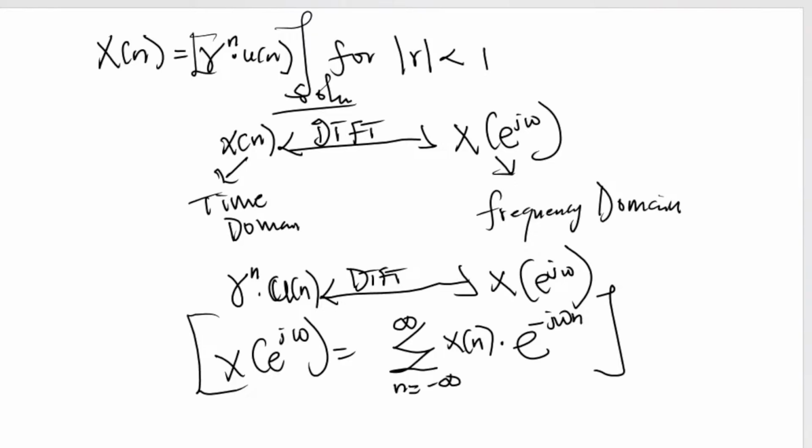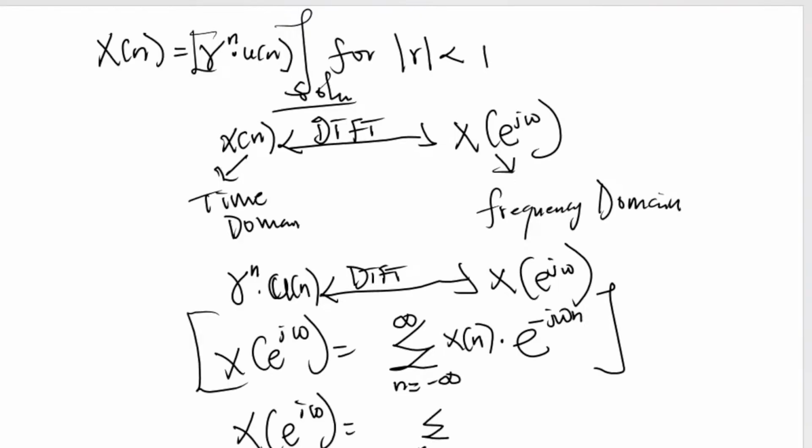So since we are seeing x of n here, we are replacing x of n with your new signal, which is R raised to the power of n multiplied by u of n. So you have your new frequency domain equation: X of e to the minus jω will be equal to the sum from n equals minus infinity to infinity of R raised to the power of n multiplied by u of n, multiplied by exponential minus jωn.